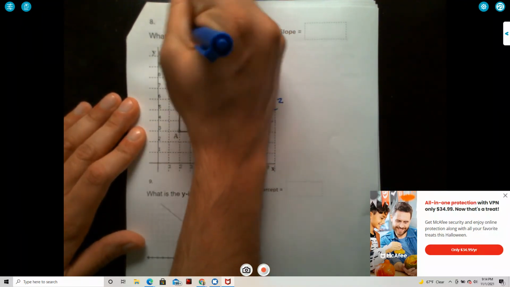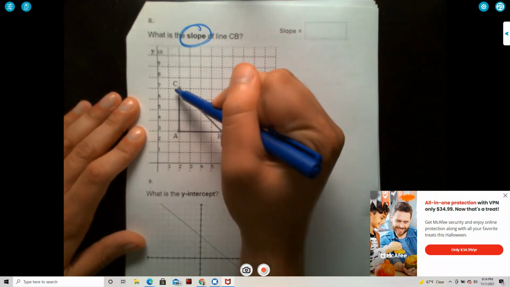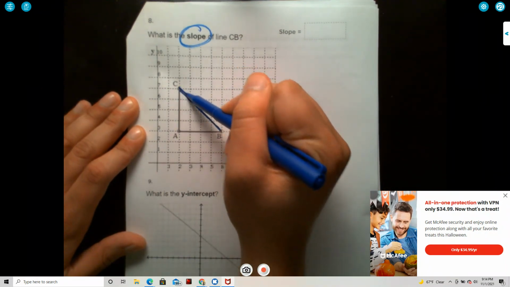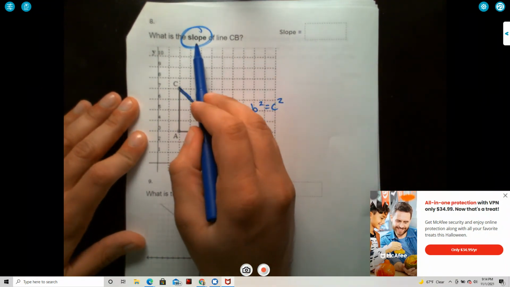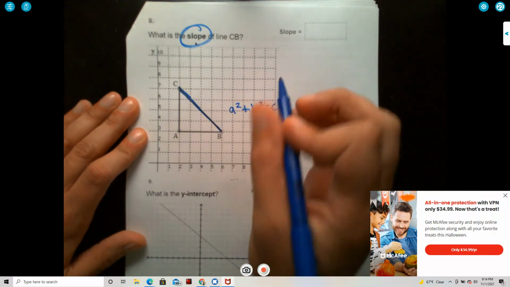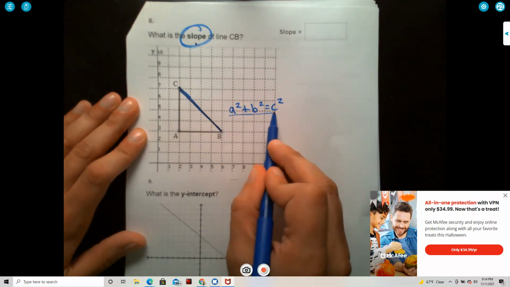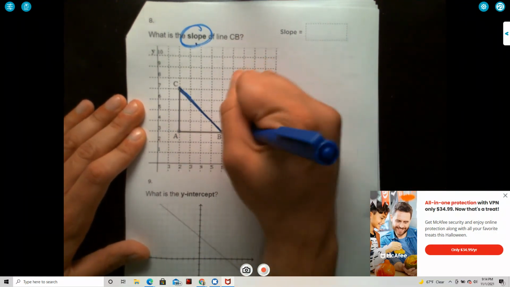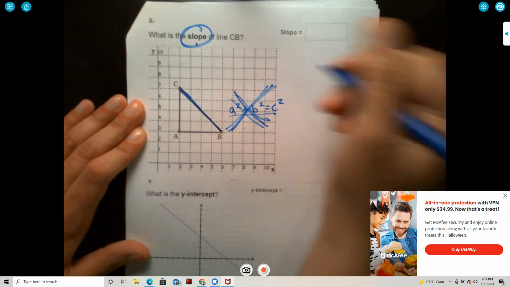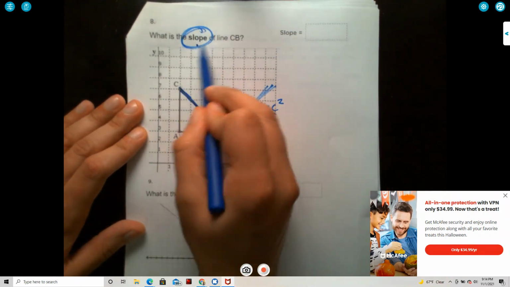It's asking for the slope. It's not asking for the distance of CB right here. It's asking for the slope. It wants to know the steepness, the slope, not the distance. So if you find yourself calculating a squared plus b squared equals c squared on this test, no. Erase it immediately. It's asking for the slope.